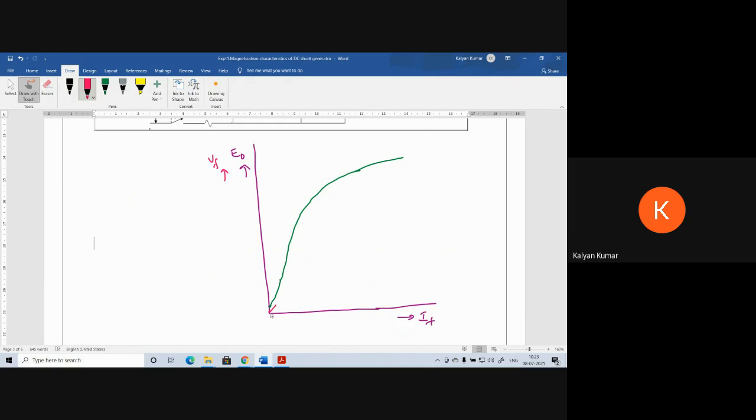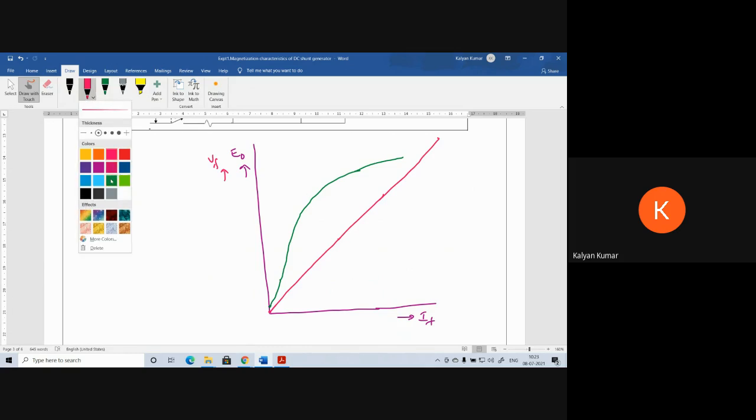The field resistance line will be a straight line passing through the origin. When IF is equal to 0, VF will be 0. So we are going to get a straight line like this. If the OCC is not intersecting the field resistance line, just extend it with a free hand such that both will intersect. But it should not rise to a large value.